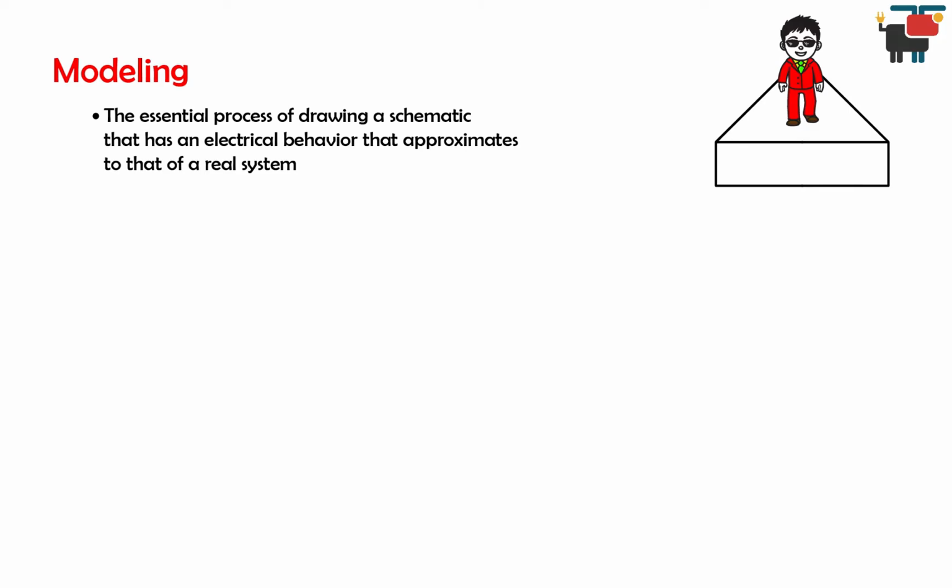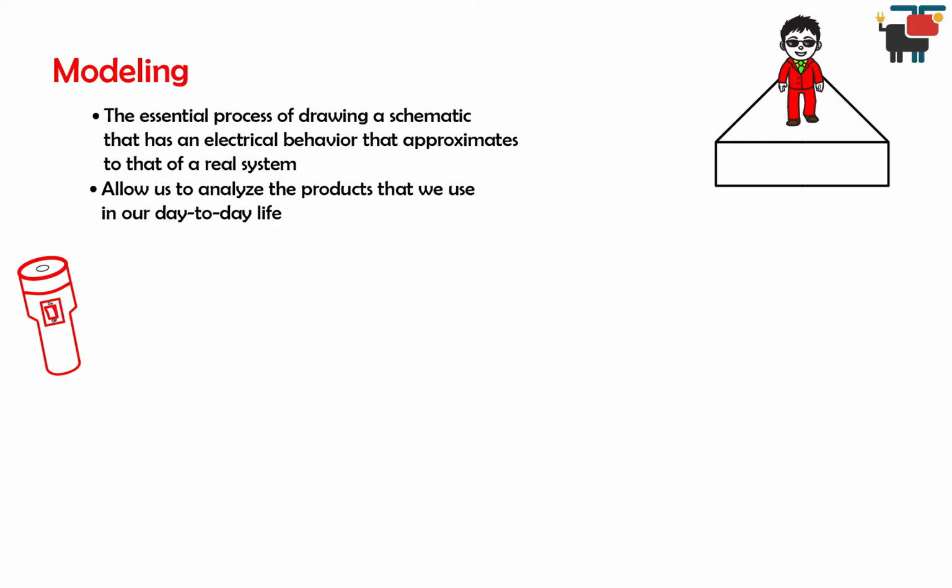The essential process of drawing a schematic that has an electrical behavior that approximates that of a real system is called modeling. It is models that allow us to analyze the products that we use in our day-to-day life. Suppose you have a flashlight and you want to redesign it to consume less power. Drawing the flashlight on a sheet of paper will not be of any help, even if your artistic abilities are better than ours, which is very likely.